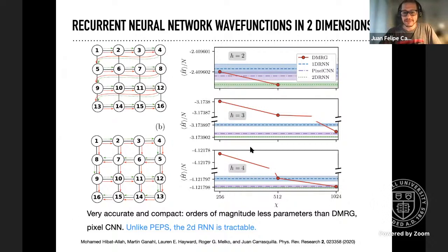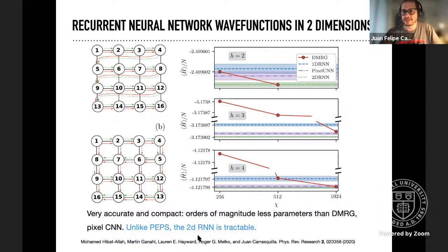So we get really, really accurate results on par with the state-of-the-art methods. They're very accurate. And the important thing to highlight is they're very compact. They have orders of magnitude fewer parameters than, say, DMRG and the other ansatz around. And the other remark is that, unlike PEPS, which are very difficult to contract and handle numerically, these are tractable, right?